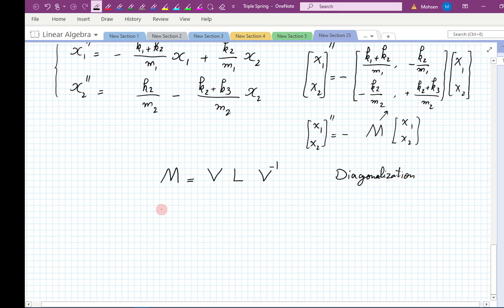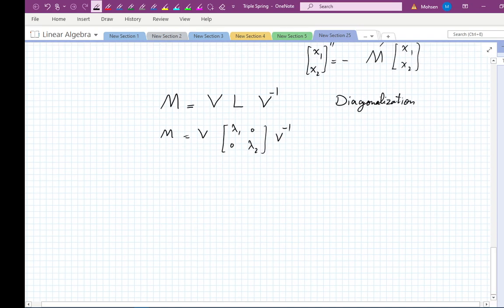So what does it look like? It looks like M equals V, this is going to be lambda 1, lambda 2, and then V inverse. These are your eigenvectors. This is the inverse of that eigenvector matrix. These are your eigenvalues. Now suppose you want to write square root of M. What did we say last time? You just do that to this. Radical lambda 1, radical lambda 2, and that's it. After you spend so much energy to get that, this step is easy.